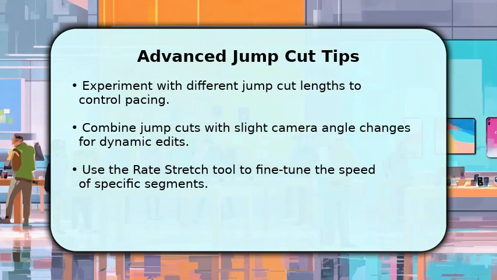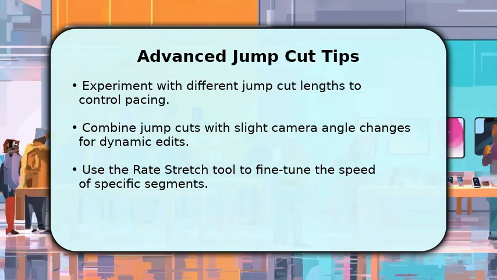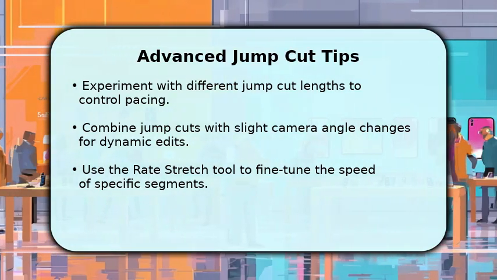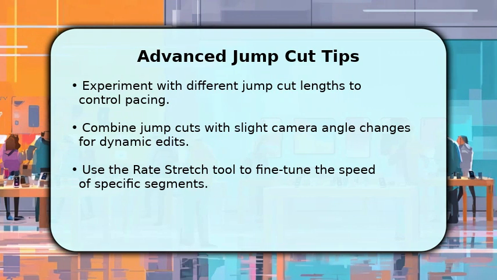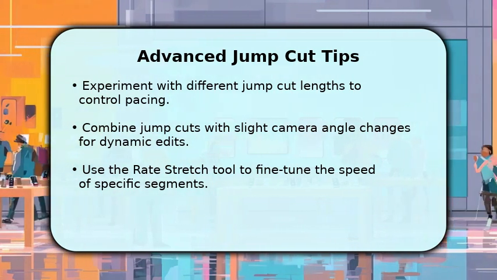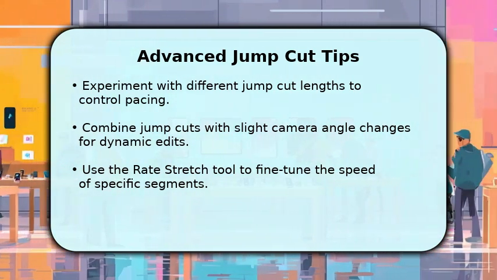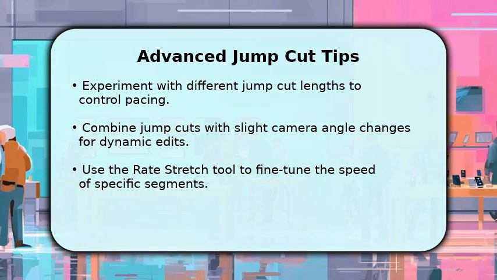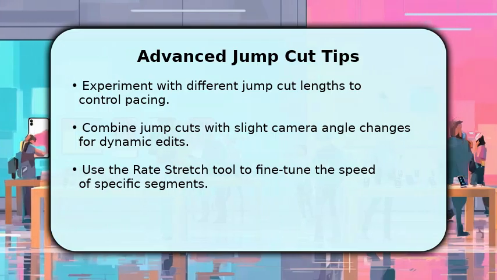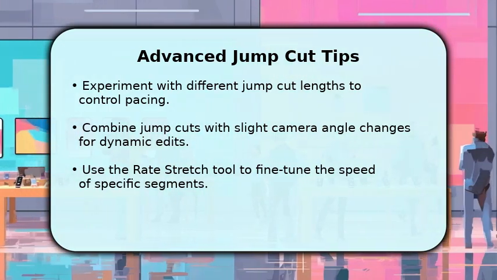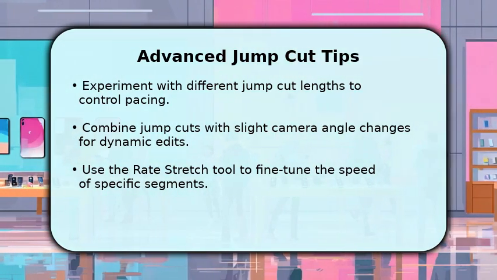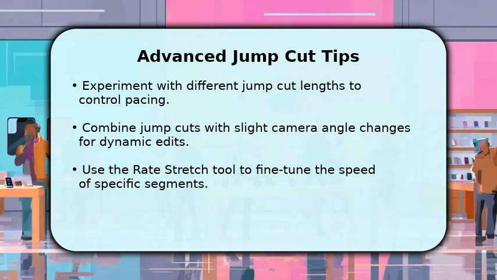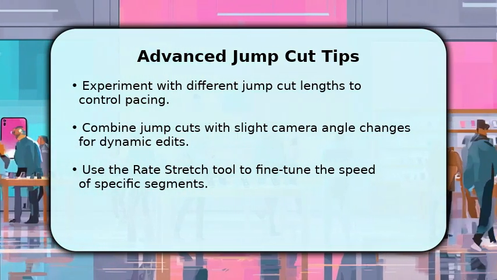For advanced jump cut techniques, try combining them with slight camera angle changes. This creates a more dynamic edit, often referred to as a J-cut or L-cut, where the audio from one clip overlaps the video of another by a few seconds. Experiment with varying jump cut lengths, from a quick 1-second cut to a more extended 5-second removal, to control your video's rhythm. Always review your sequence to ensure the cuts enhance your story.